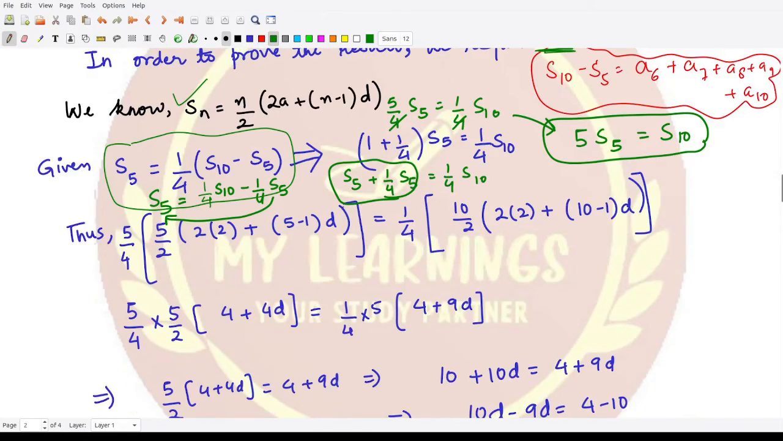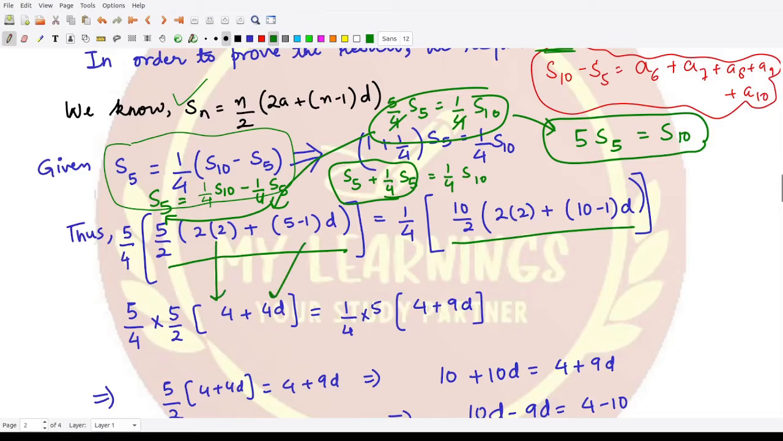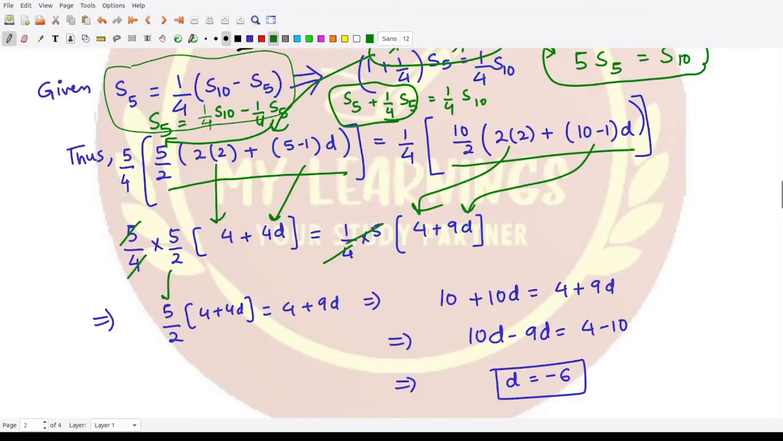Just substituting the values in this equation, we have the value of S5 as this, and the value of S10 as 10 by 2 times 2a plus 10 minus 1 times D. Now we can simplify this. The 5 and 5 cancel here, the 4 and 4 cancel here, so we are left with 5 by 2 times 4 plus 4D is equal to 4 plus 9D. So you can multiply and simplify this bracket so that we have 10 plus 10D is equal to 4 plus 9D.